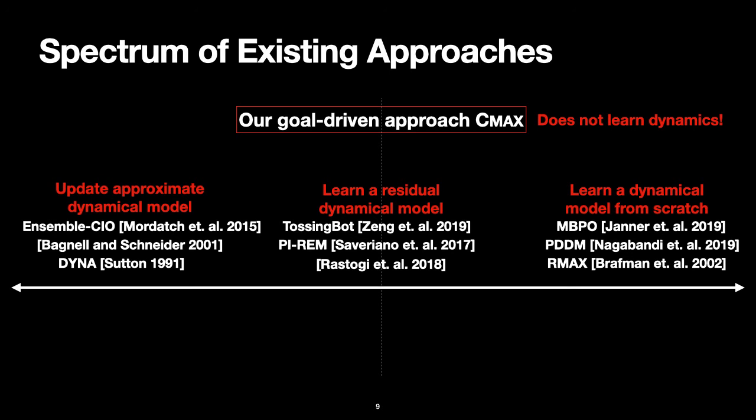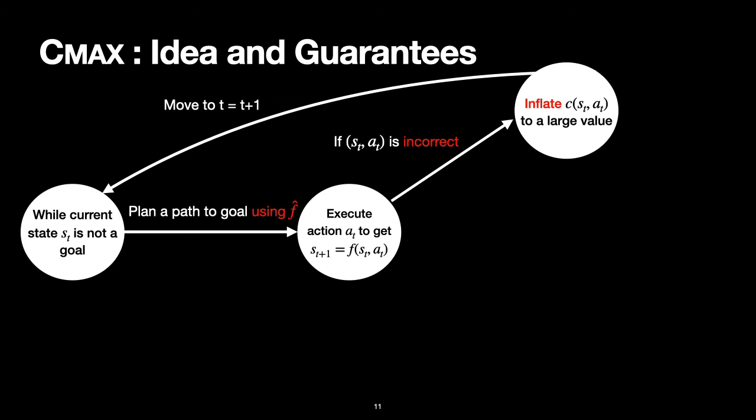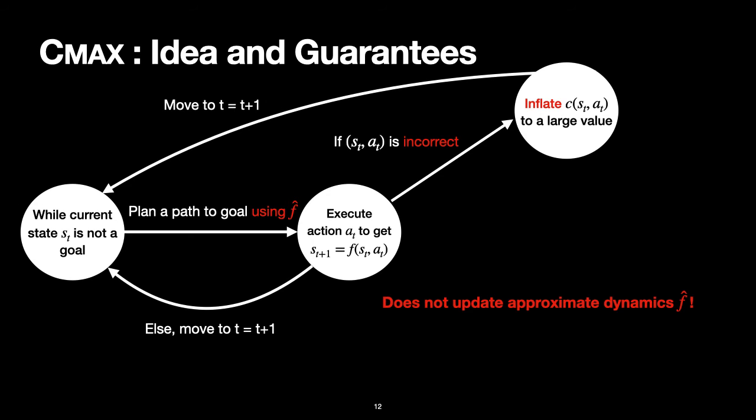The idea of CMAX is very simple. During online execution, while the current state is not a goal, CMAX plans a path from the current state to the goal using the approximate dynamical model. It then proceeds to execute the planned action online. If we notice a discrepancy in the dynamics, or in other words, the transition was incorrect, then we simply inflate the cost of the executed transition to a large value, thereby forcing the planner to avoid using this transition unless there is no other choice. Subsequently, we move on to the next time step and repeat.